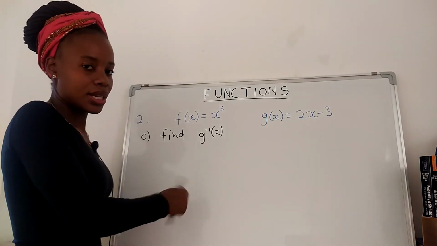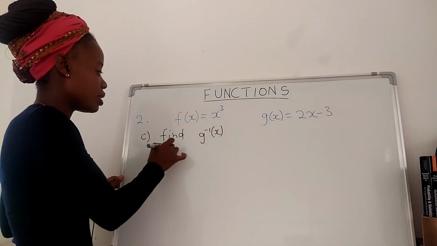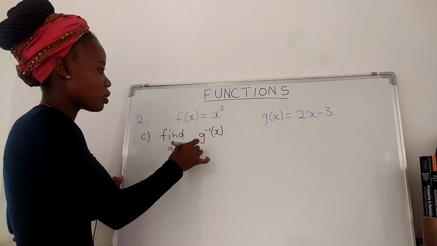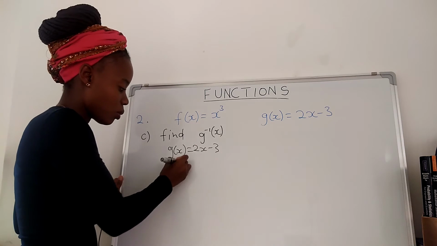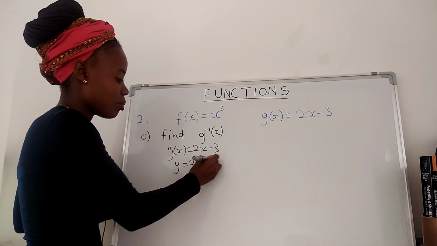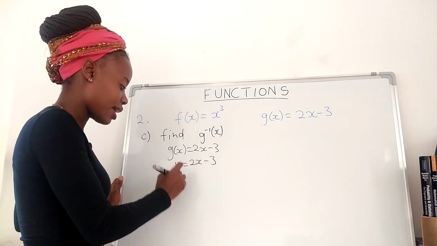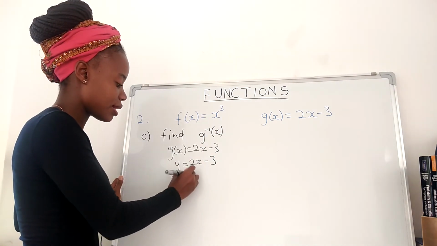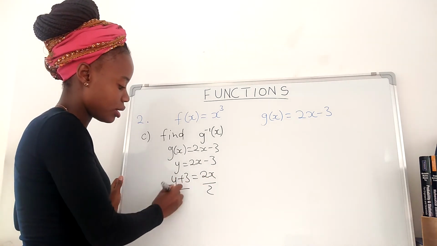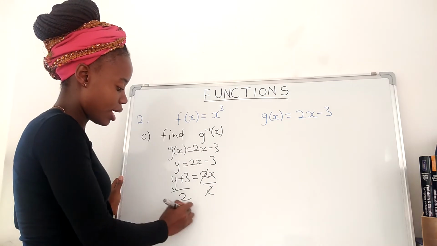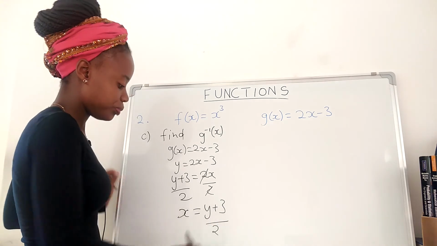So C, we're supposed to find the inverse of g. So we have g of x equals 2x minus 3. You let g of x be y. y equals 2x minus 3. We make x the subject. We take negative 3 the other side. We're going to have y plus 3 equals 2x. We divide by 2 both sides. Then our x is equal to (y plus 3) over 2.